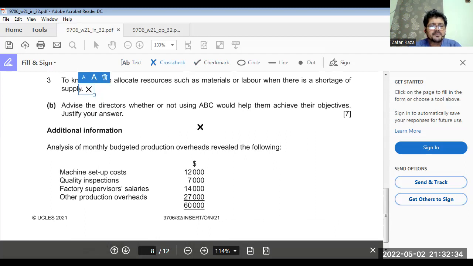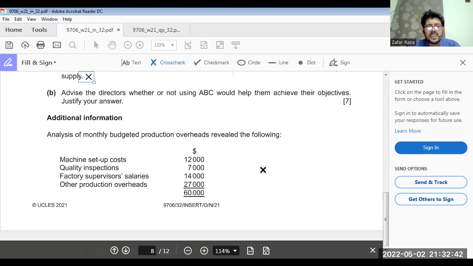Now, B. Advice. Additional analysis of monthly budget production overhead revealed machine setup cost. Now they are here to tell us about activity-based costing. Okay, move to the next part.